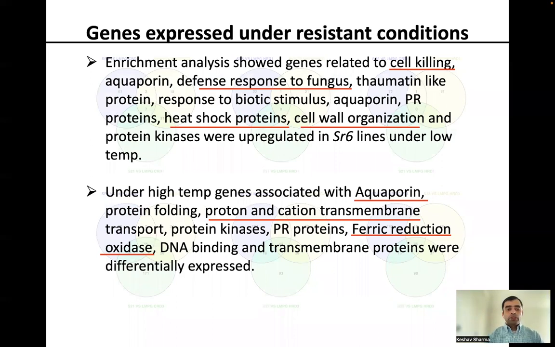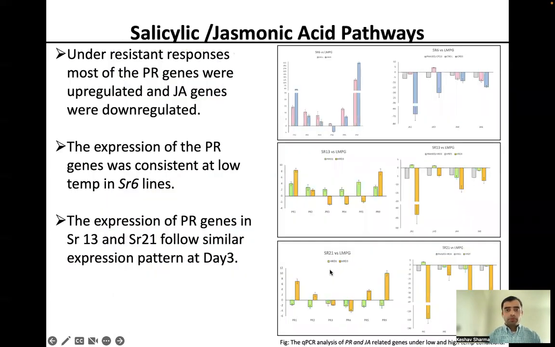So we tried to find some common genes expressed under high temperature for SR13 and SR21. They have aquaporin, a lot of genes associated with water transport, proton and cation transmembrane transport, protein kinases, PR genes, and ferric reduction oxidase, and other DNA binding and transmembrane proteins.